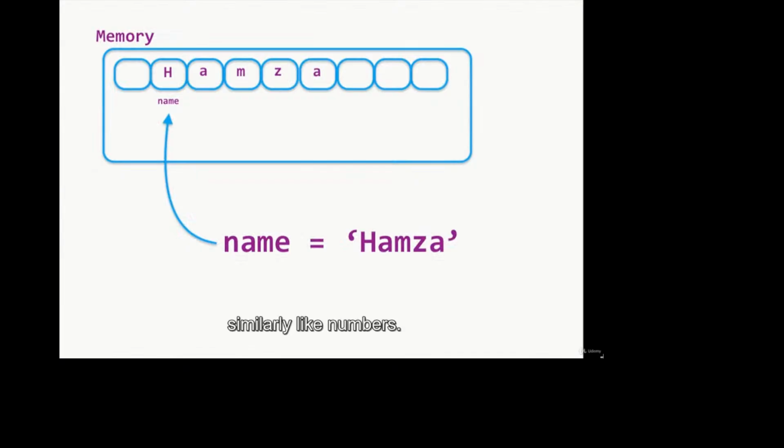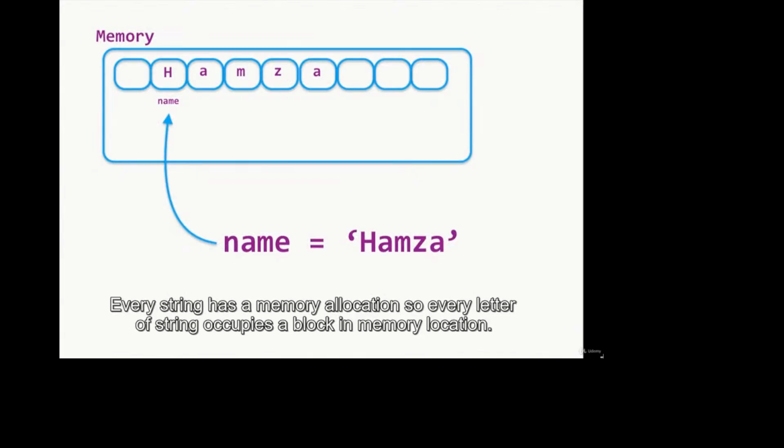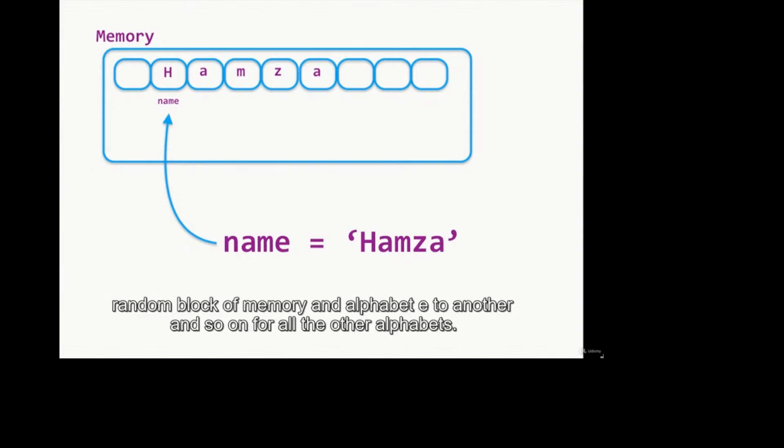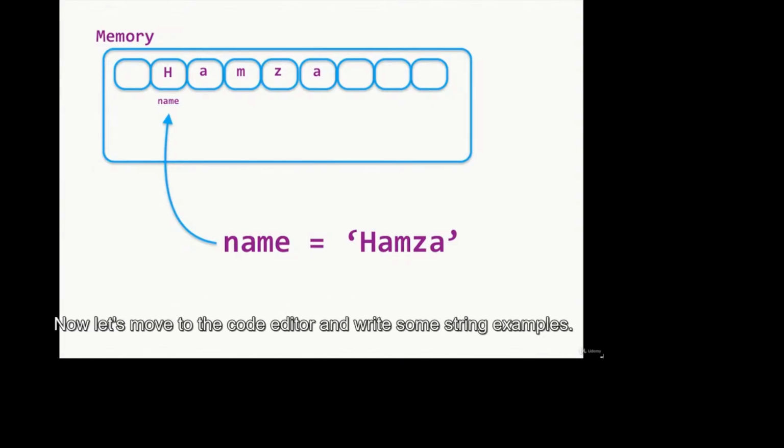Similarly, like numbers, every string has a memory location. So every letter of a string occupies a block in memory. In this example, I have assigned the string Hamza to the variable name. So alphabet H is stored in some random block of memory and alphabet A in another and so on for all the other alphabets. Now let's move to the code editor and write some string examples.